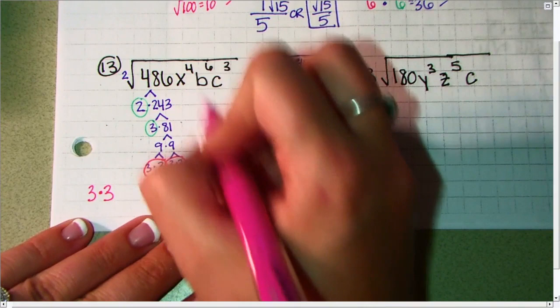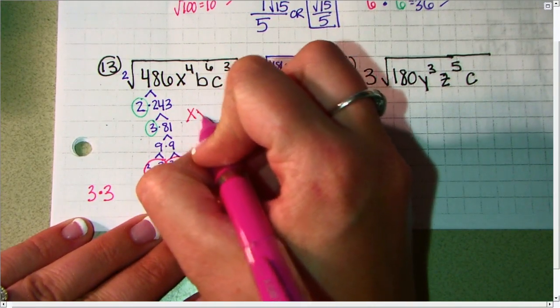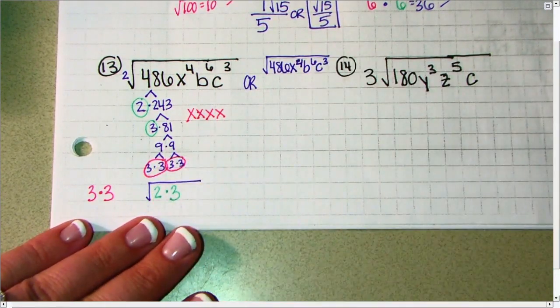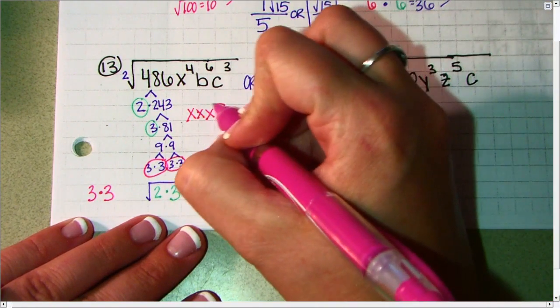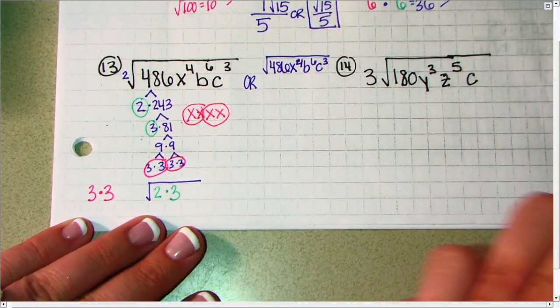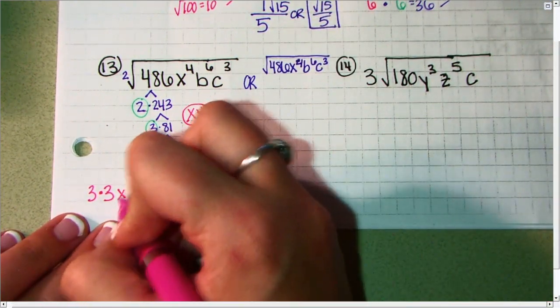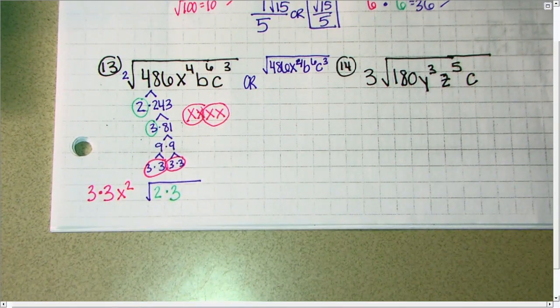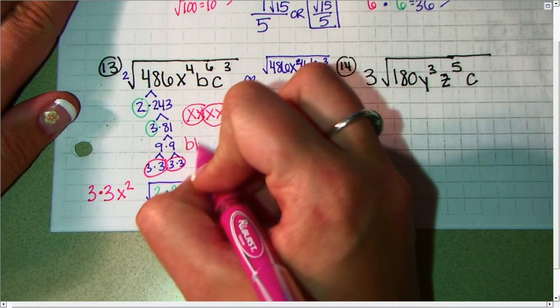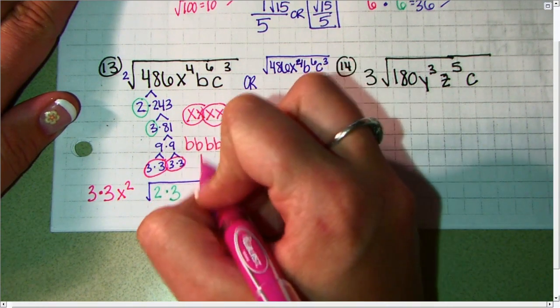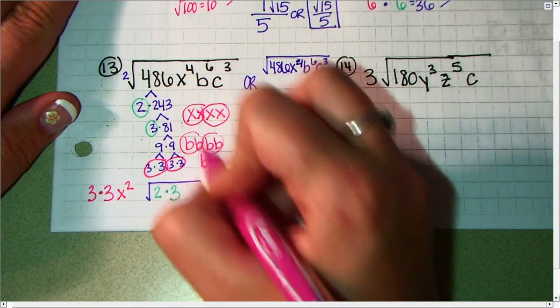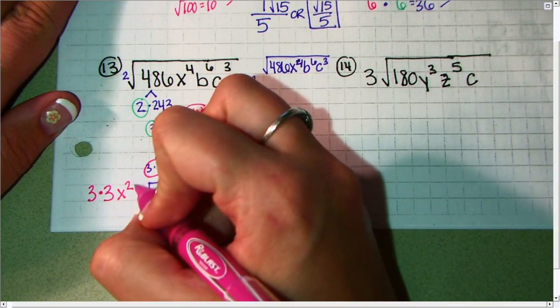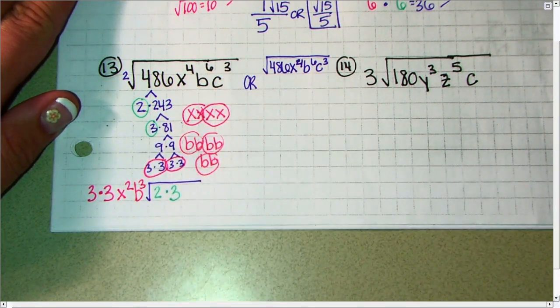So I'm going to think of the x to the 4 as x times x times x times x, and I'm going to group them in groups of 2. 1, 2. I have 2 groups of x, making this x squared. The number of groups becomes the exponent. Then for b, I have 1, 2, 3 groups of b, so this exponent becomes a cubed.